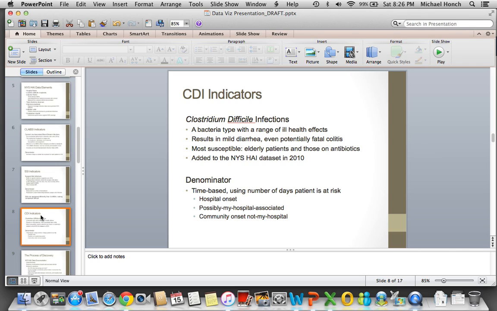Now, this particular measure is time-based, using the number of days the patient is at risk to determine whether this infection happened definitely while they were in the hospital, or definitely before they came into hospital care, or possibly sometime in there. So this basically gives 3 different figures, which are percentages of a whole.